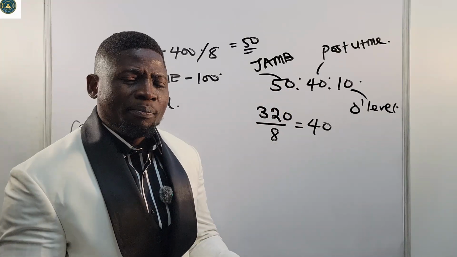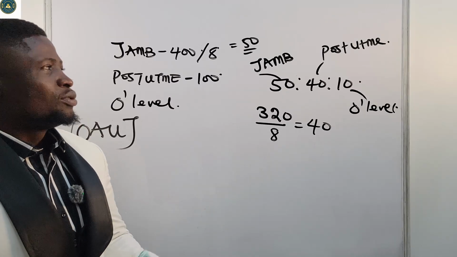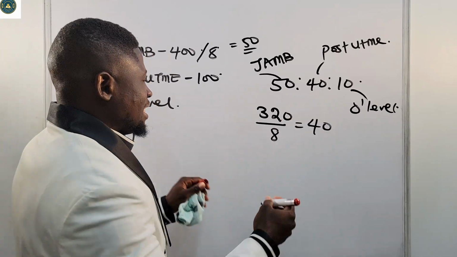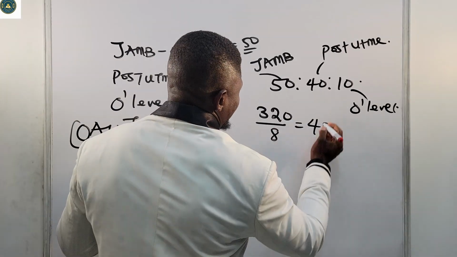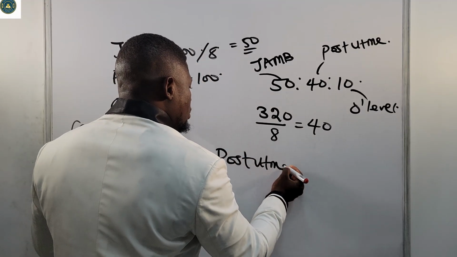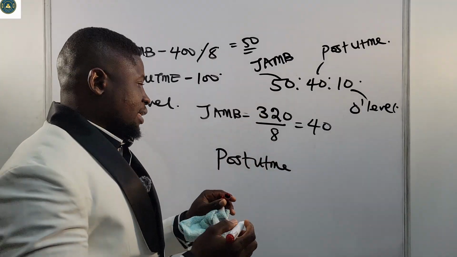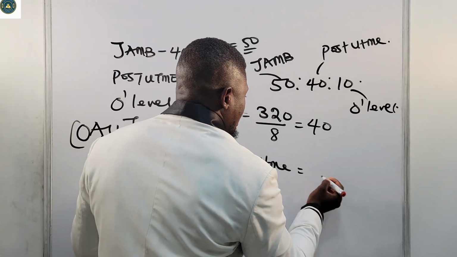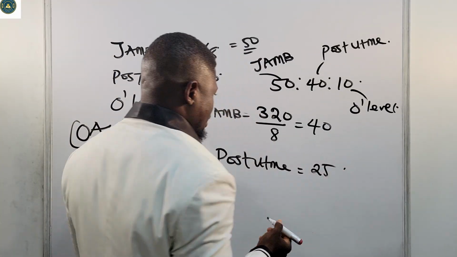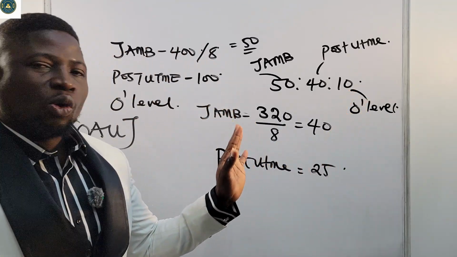Okay, let's say OAU now conducts a Post-UTME screening exam, and the student, out of 40, gets, let's say, a total of 25 out of 40. Say Post-UTME. Okay, this one is JAMB. It gets 40 points. Post-UTME, it gets, let's say, 25 points. Okay, then it will now be remaining 10 for its O-level.